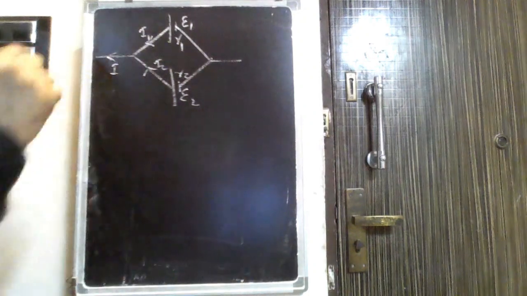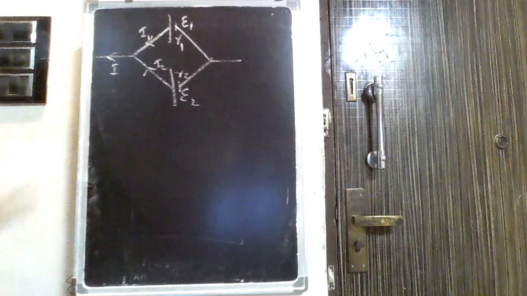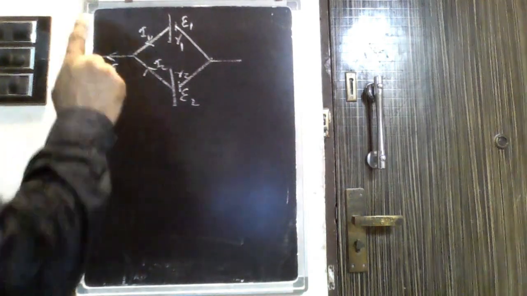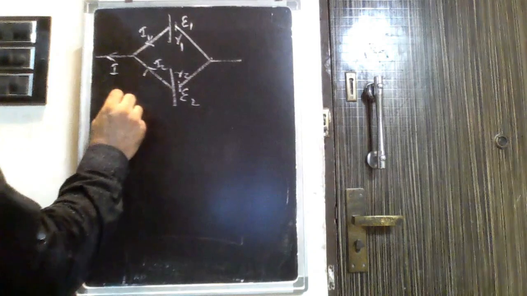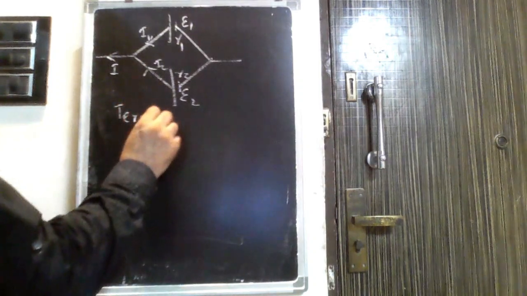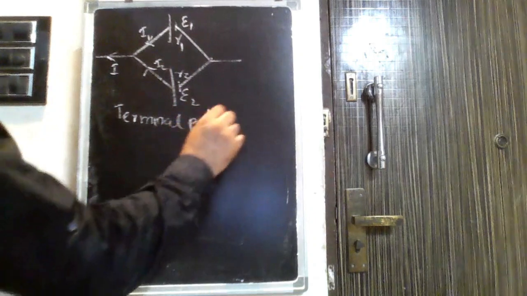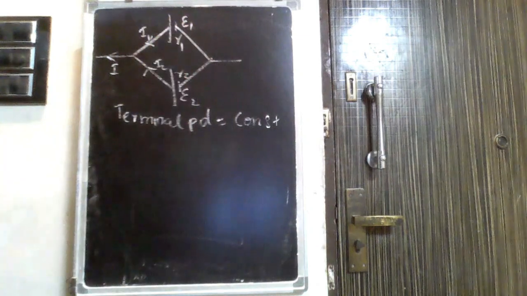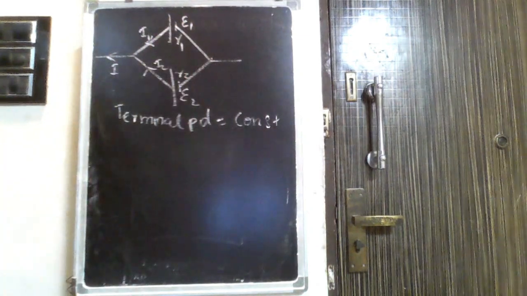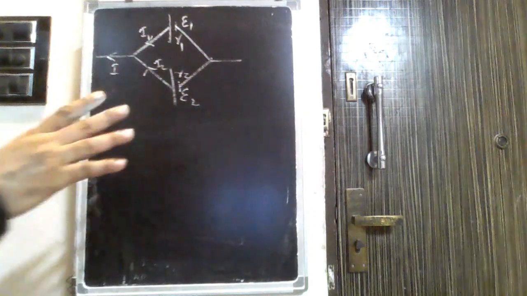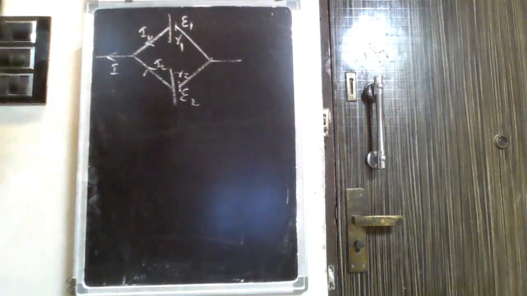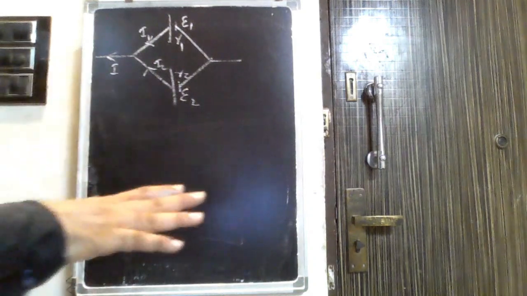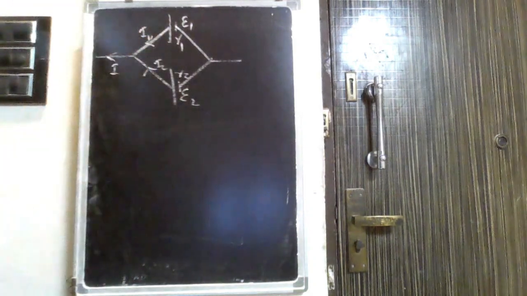So understand this very clearly. When you have cells in parallel with different EMFs, the one thing which is going to be constant is your terminal potential difference. So the terminal PD of all cells will remain the same. The terminal PD of this will be V, and this also will be V. The difference from before: if cells of the same EMF are in parallel, my total EMF will be E. If I have different EMFs in parallel, the constant value is the terminal PD, and we have to find the total EMF now.